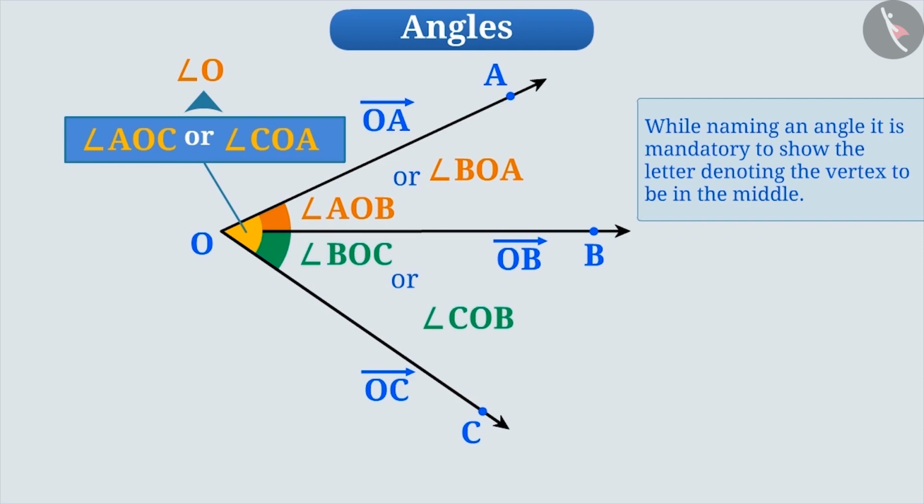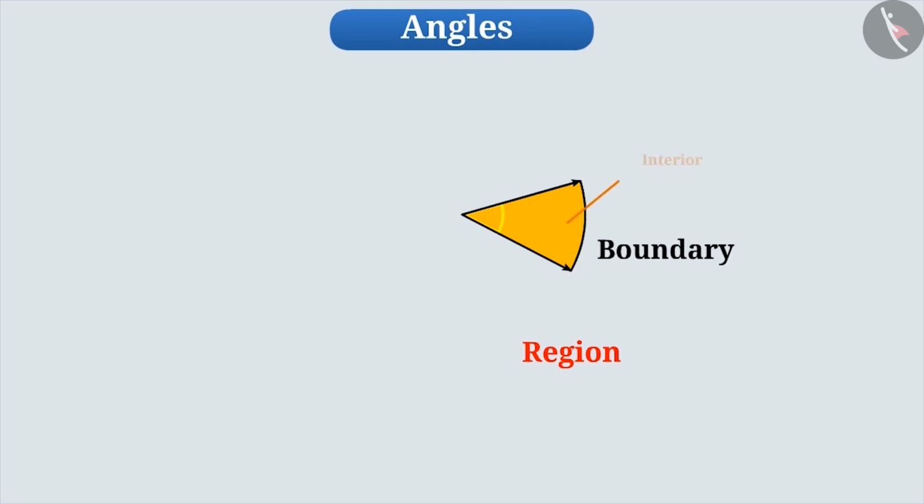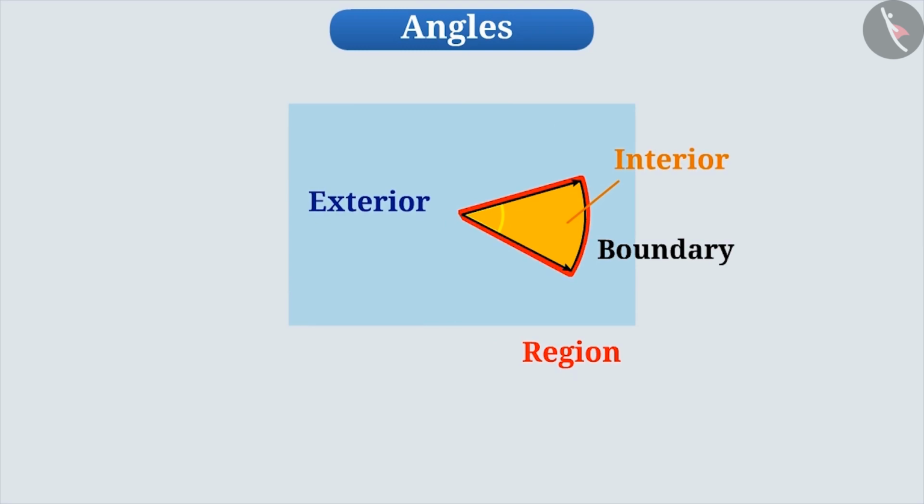Now let's understand angles further. There are three regions related to any angle. The part formed by the arms or the sides of the angles is called the boundary of the angle. The part inside the boundary of the angle is called the interior of the angle. And the part outside the boundary of the angles is called the exterior of the angle. The interior of the angle and its boundary together is called the region of the angle.